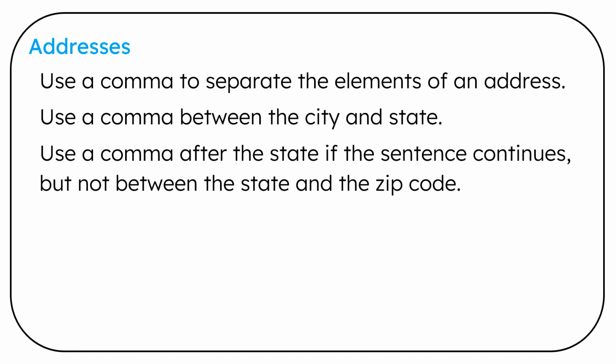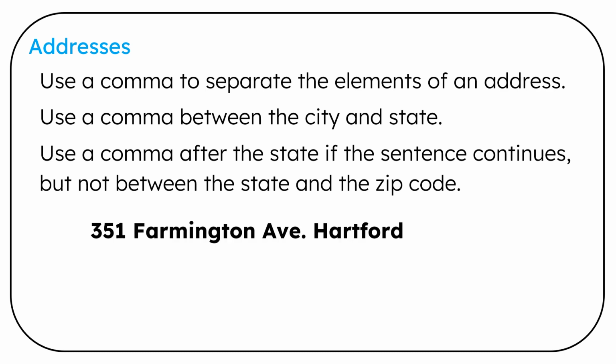Let's look at some examples to make that a little bit clearer. 351 Farmington Avenue, Hartford, Connecticut, 06105. So in this, to separate the elements of the address, we'll put a comma after Avenue before the city and a comma between the city and the state. We don't put a comma between Connecticut and the zip code.